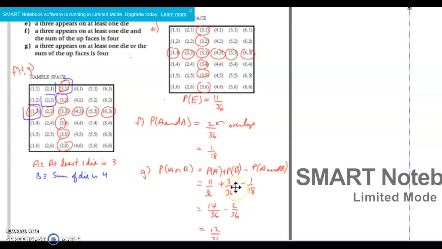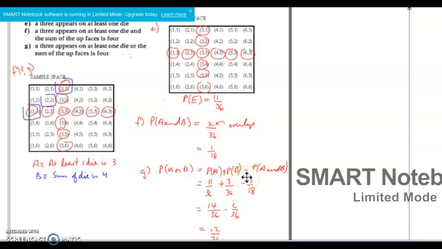And there are 3 instances, is that a word, where the sum is 4. So these are these guys here. So if you add those up, 11 and 3, you get 14 cases. And there are 14 cases, but what you've done is you double counted. So if you do it this way, be careful that you get rid of the double counting.